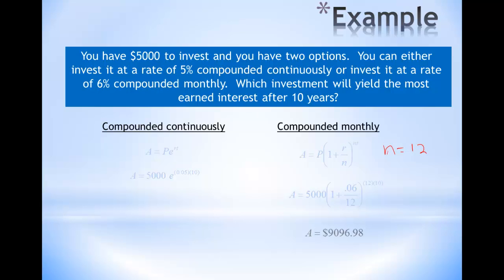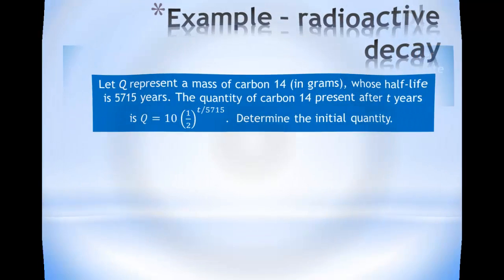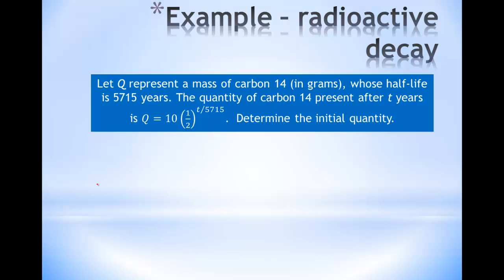Okay? Let's do another example, which happens to be about radioactive decay. Let Q represent a mass of carbon-14. This is the half-life. Half-life means that if I start with, say, 100 grams of carbon-14, after 15 years, I'll only have 50 grams. I'll have half of what I started with. The quantity of carbon-14 present after T years is given by this equation. Okay, here's an exponential. I have a sort of a stretch here with that 10 in there.